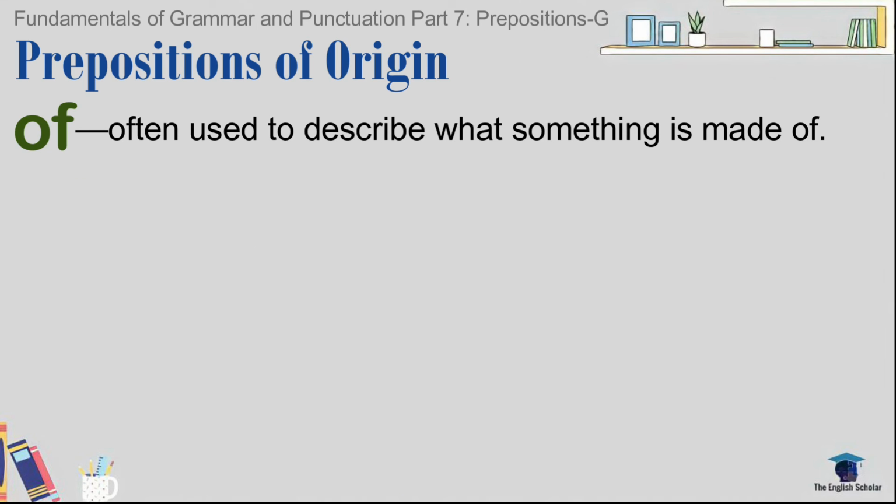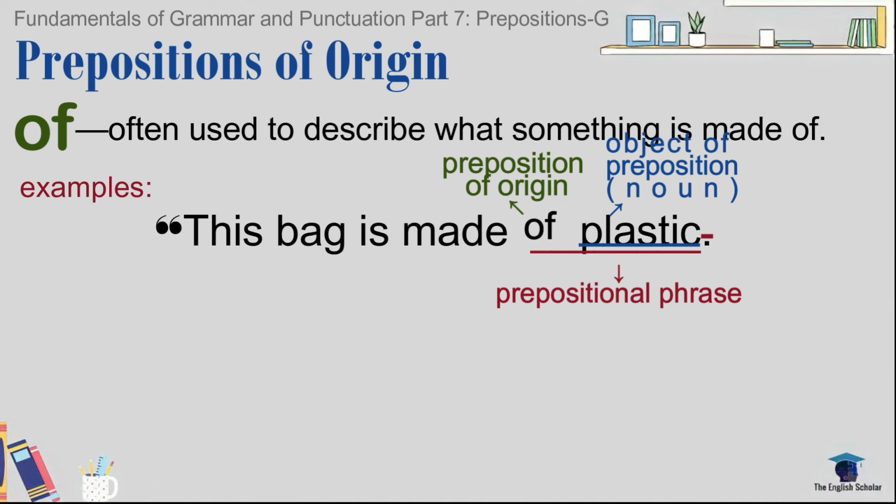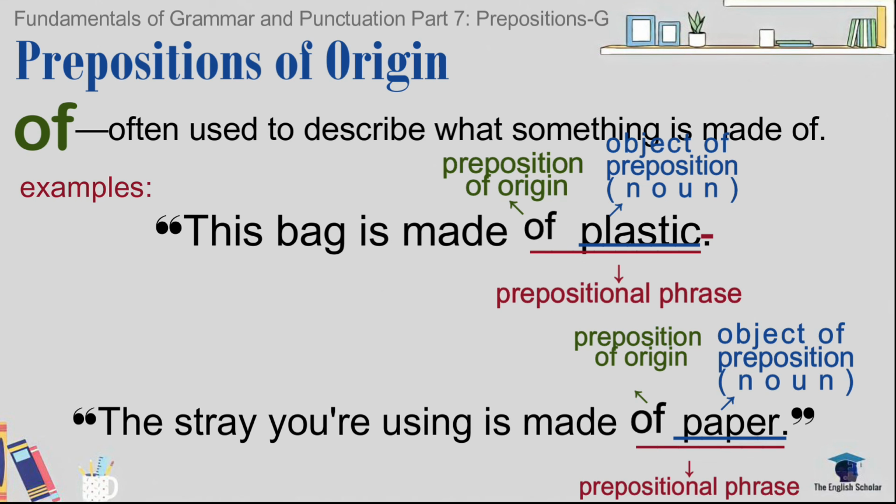Of is often used to describe what something is made of. For example, this bag is made of plastic. This tray you're using is made of paper.